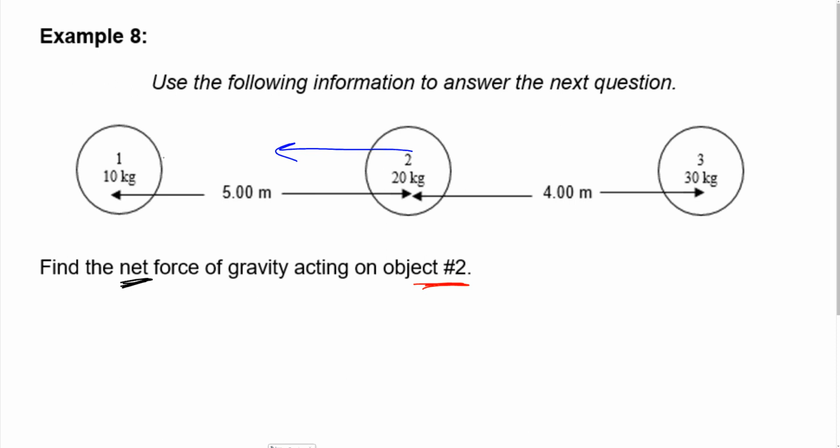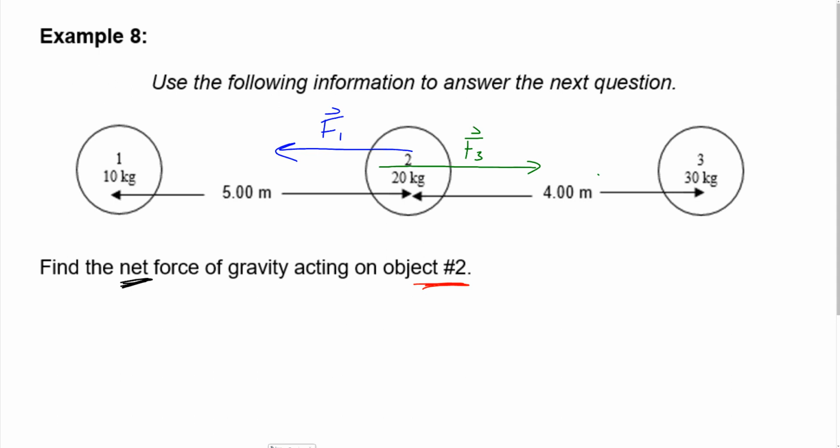Now let's pretend number 1 isn't there. Let's pretend just 2 and 3 exist. 2 and 3 attract each other, just like in the last 2 example questions. 2 is pulled towards number 3, and 3 is pulled towards number 2. But I don't care about the force on number 3 because that's not the question. We're looking for the net force on number 2. So we're going to find the force caused by number 1 on number 2. We're going to find the force of number 3 on number 2. And we're going to combine those 2 forces to find the net force. So let's define those individual forces now.